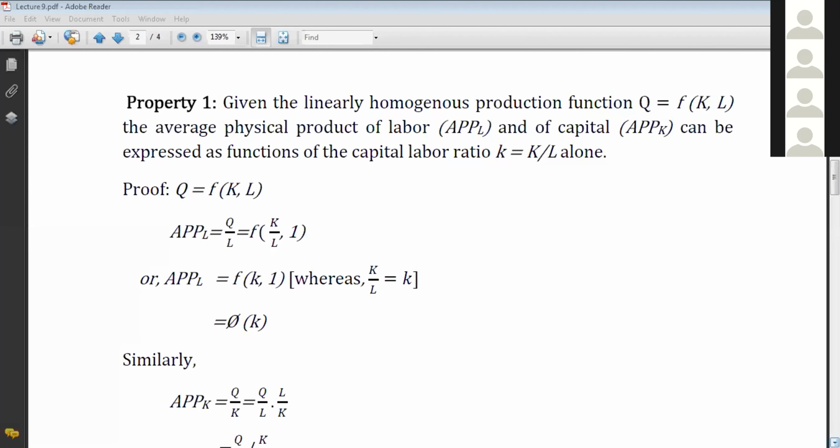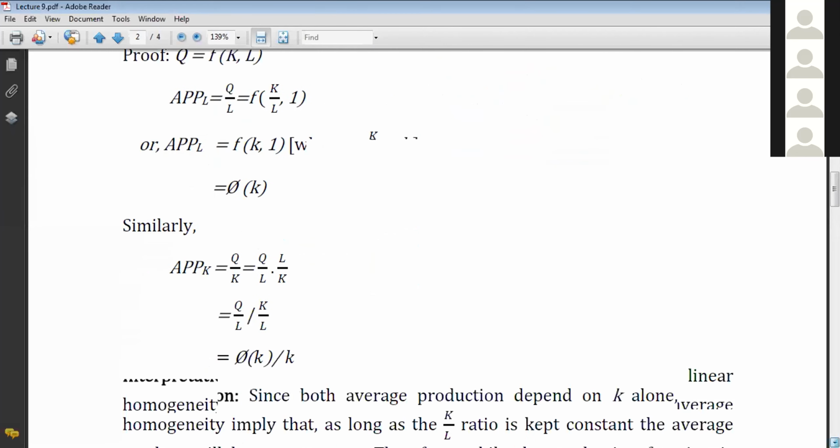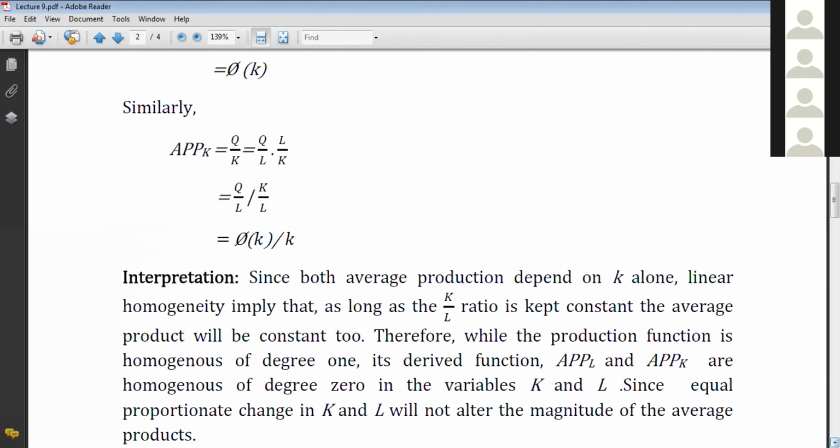Yes, ma'am. Okay, so this is also a function of the capital labor ratio. What is the interpretation of this calculation? We can say that since both average products depend on the capital labor ratio alone, linear homogeneity implies that as long as the capital labor ratio is kept constant, the average product will be constant too.